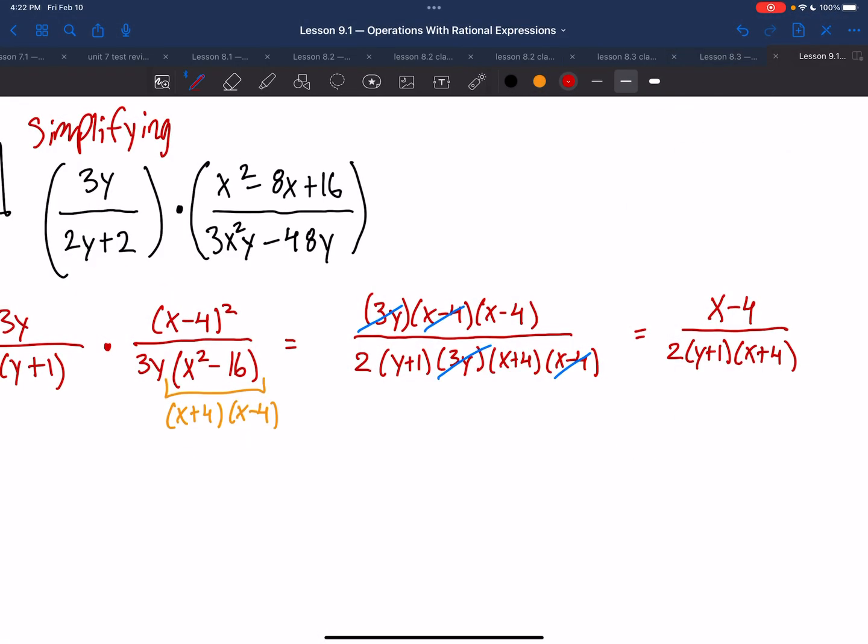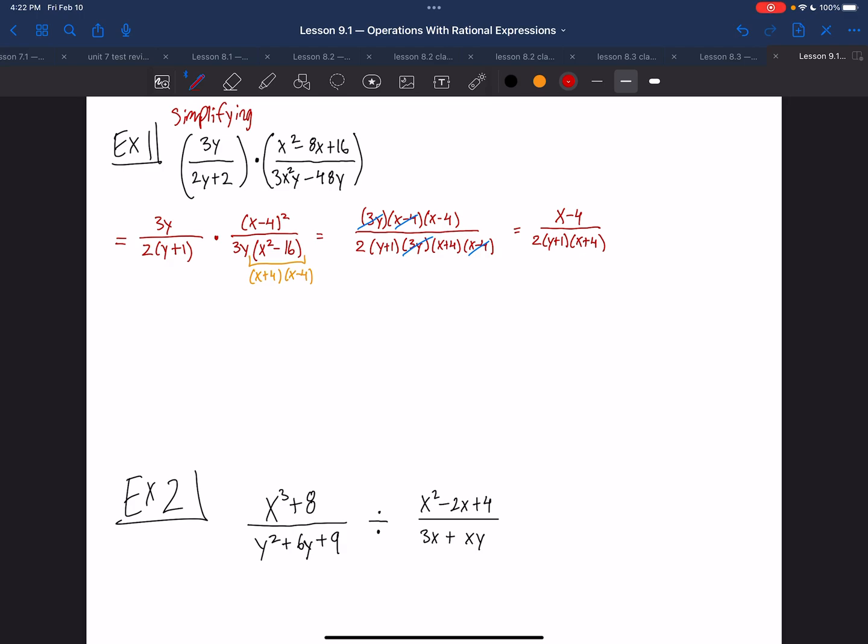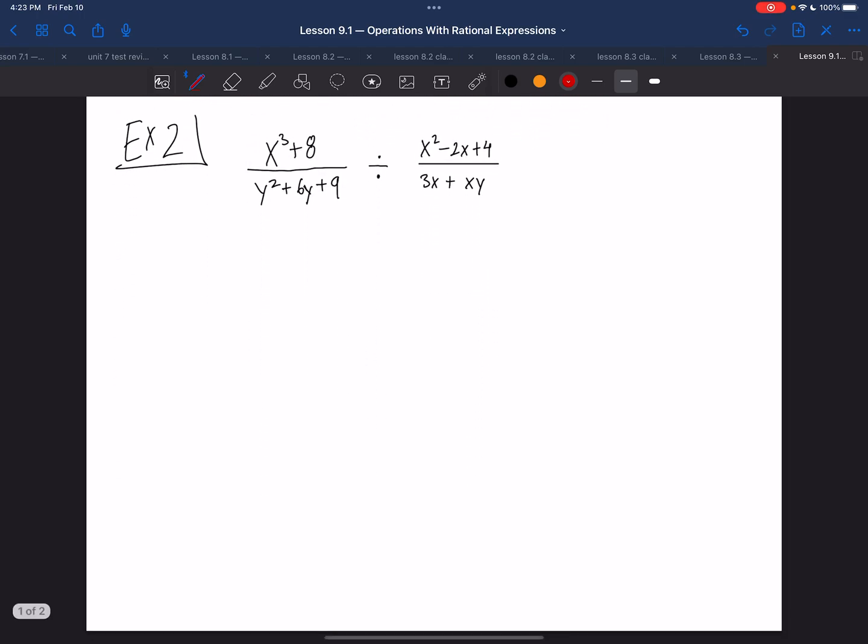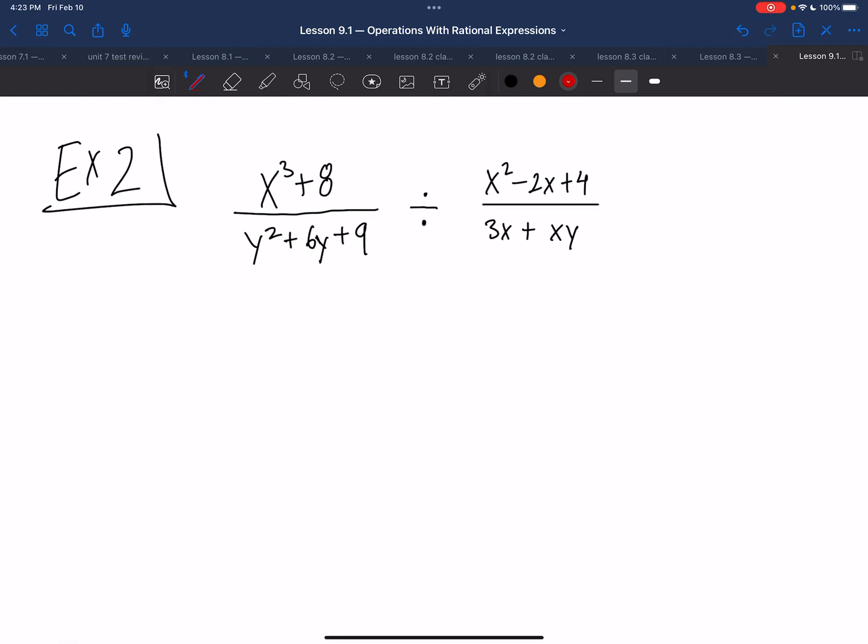Okay, finished. There's nothing else to factor. We can't simplify it any further, so box it, call it a day. Okay? All right. Let's move on to example 2.